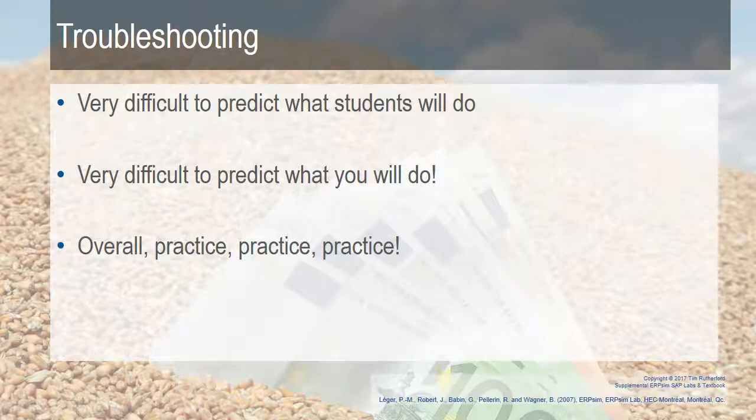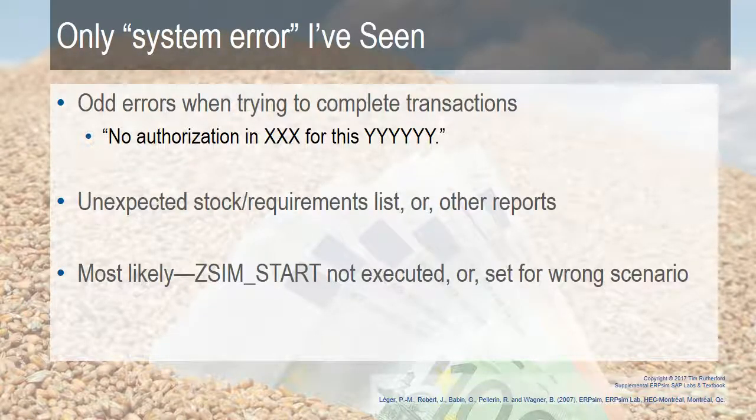But when it comes down to troubleshooting, you're going to run into some issues. Just to let you know, the only system error I've seen, now there used to be some more errors in the past, but they've really fixed the simulation and the client, so there aren't as many. But there are still some system errors, and I do have it in quotes. You get these odd errors when trying to complete transactions, and it'll say things like, no authorization in whatever for this. One example is when you are doing the purchase order and you put in purchasing group 100, it'll pop back and tell you there's no authorization for it. So this is, in quotes, a system error.